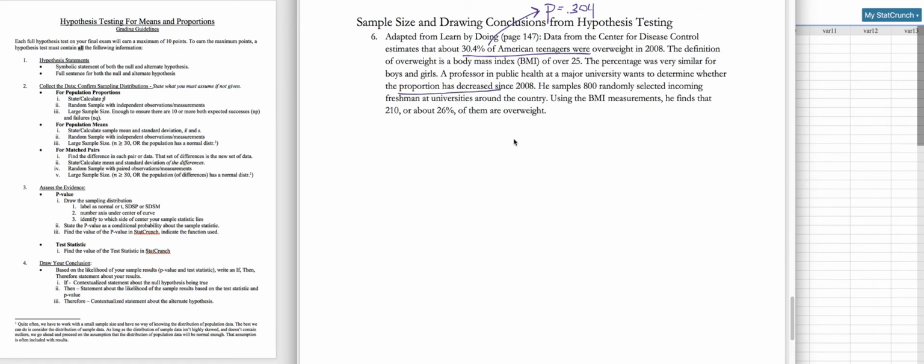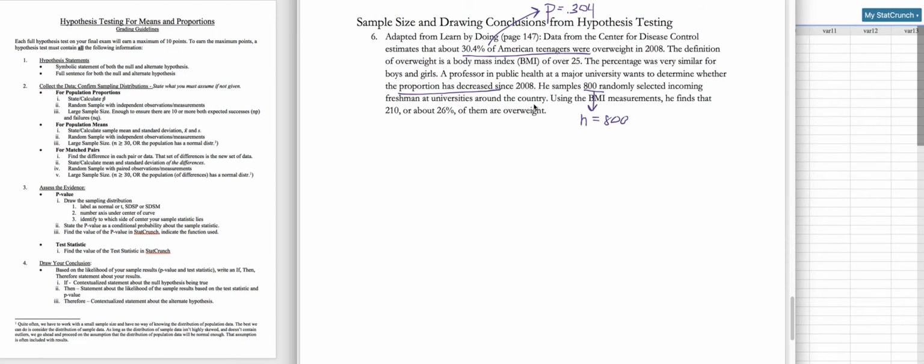So that's going to inform our alternate hypothesis. That is the change we are looking for. He samples 800. So there's our sample size of 800. Randomly selected, that's good, incoming freshmen at universities around the country.